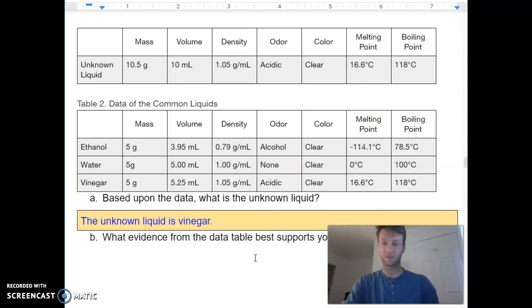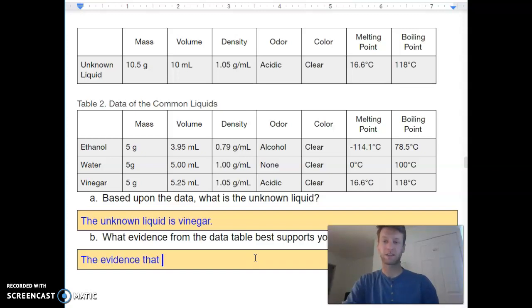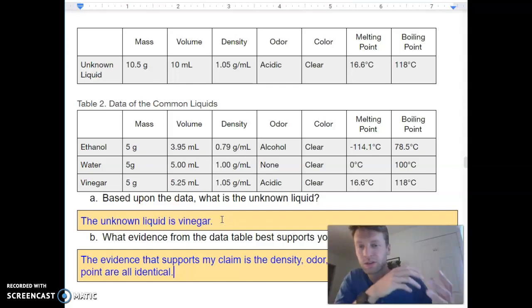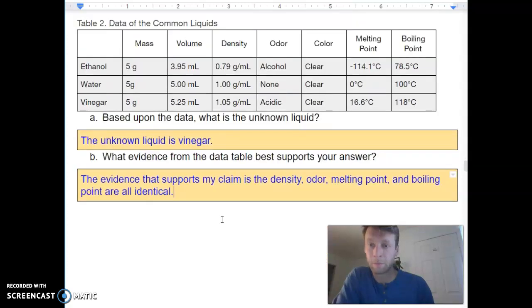The evidence that supports my claim is the density, odor, melting point, and boiling point are all identical. So now you can see a couple different ways where we can use intrinsic properties to figure out if a chemical change or a physical change happened. Also, we can use that understanding to figure out what an unknown substance is.